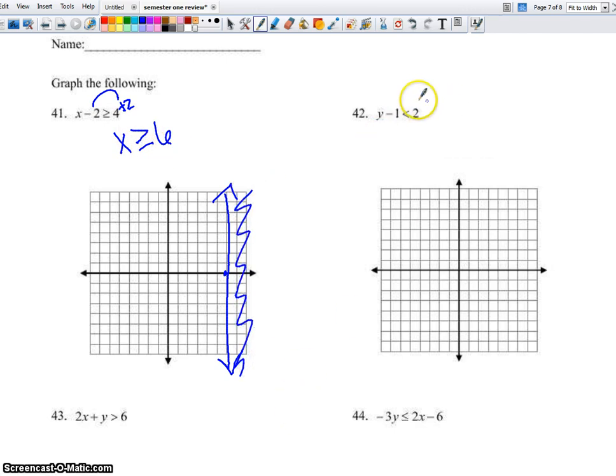42, you need to get your y by itself, so we're going to add this 1. Y is less than 3. Go to where y is 3 and make a point. My line has to cross the y-axis at that point, so it's going to be a horizontal line. There is no line under here, so my line will be dashed or dotted. Y is less than, we can't go left or right, so you got to think about it. Y is smaller than 3, so you shade below.